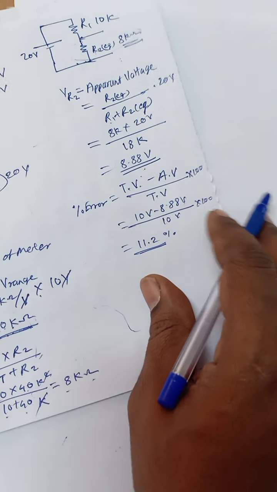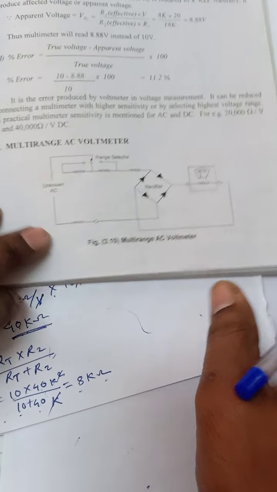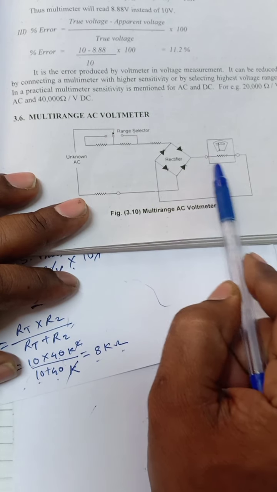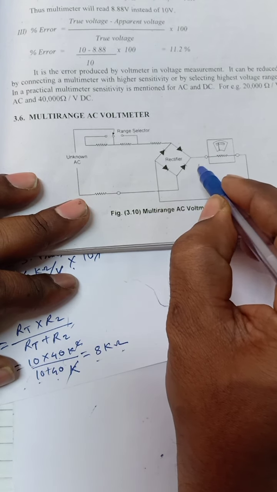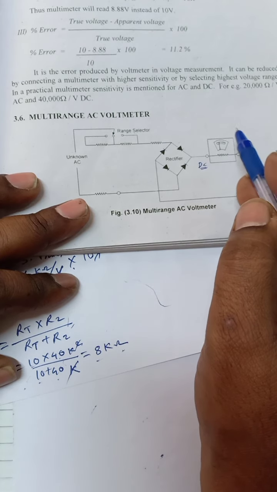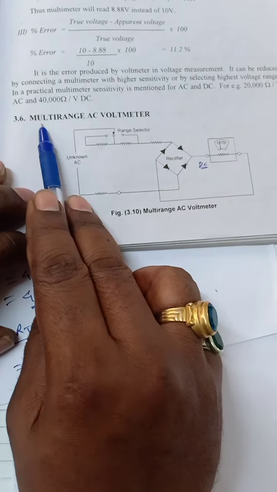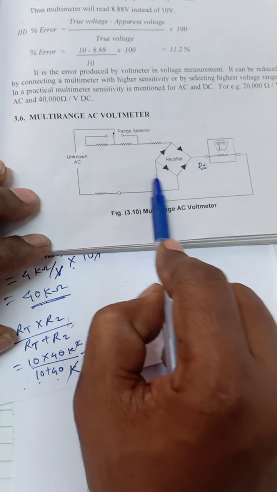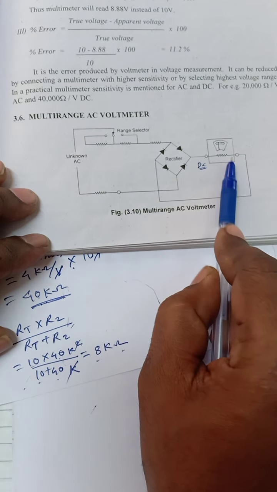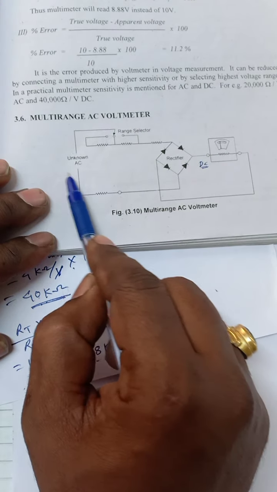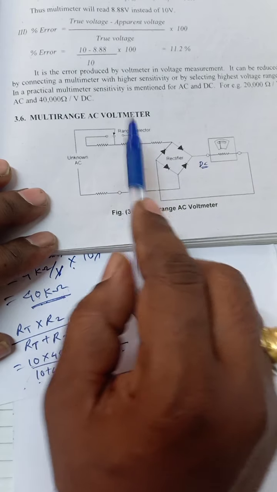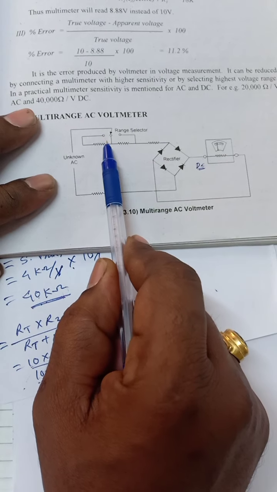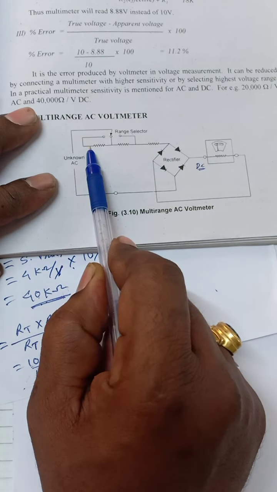In your textbook another topic is given, the AC voltmeter. We know that the PMMC works on DC. So to measure AC voltage, we first need to convert the AC into DC by using a rectifier, then connect it to this meter, and you can then measure the unknown AC voltage. This is the range select. Selecting a range just means we are selecting a series resistor.